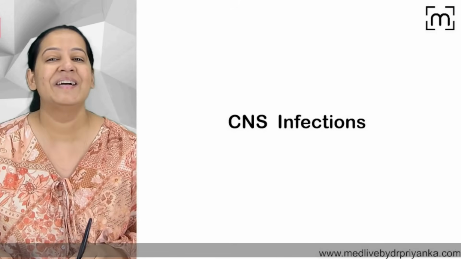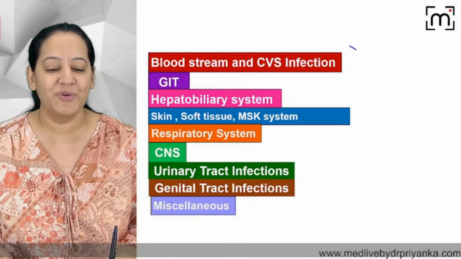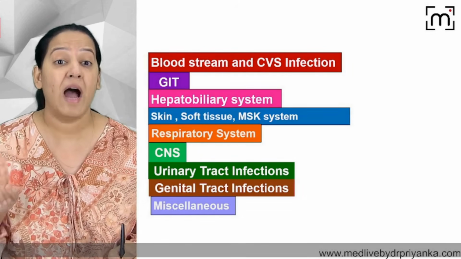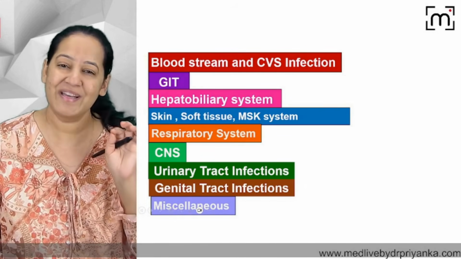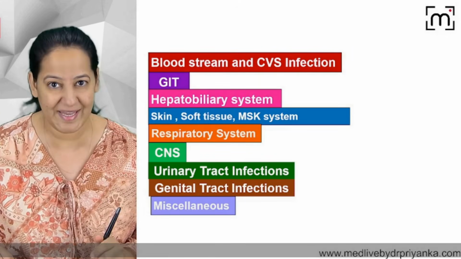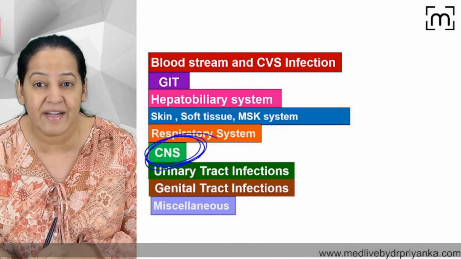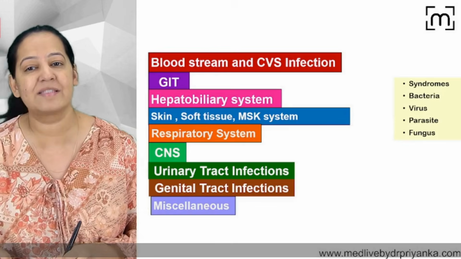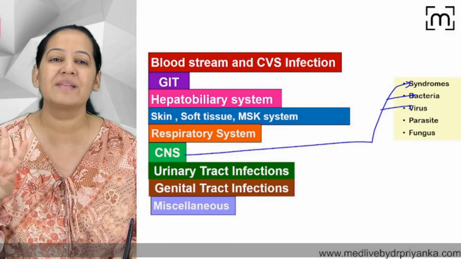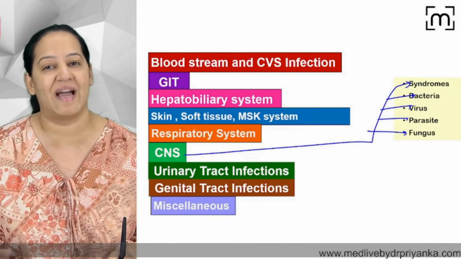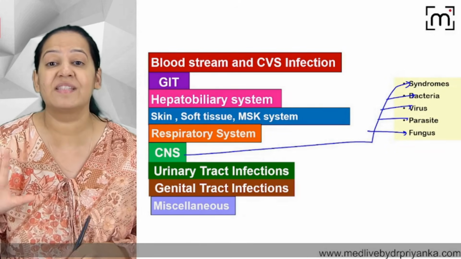We are starting central nervous system infections. We have divided the human body into 9 systems. You can see these are the 9 systems. I have assigned one unique color code to each system. You know my way of teaching. Today I am concerned with the central nervous system, which is assigned light green color. Each system is divided into 5 portions: the syndromes in that system, and the bacteria, viruses, fungi, and parasites associated with that system. Currently I am concerned with these 5 things in the central nervous system.